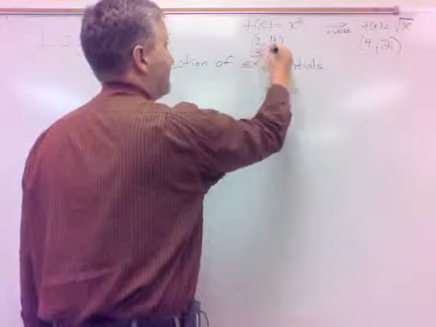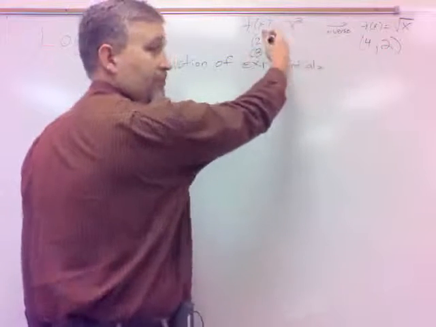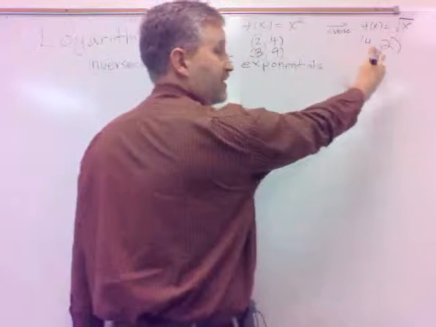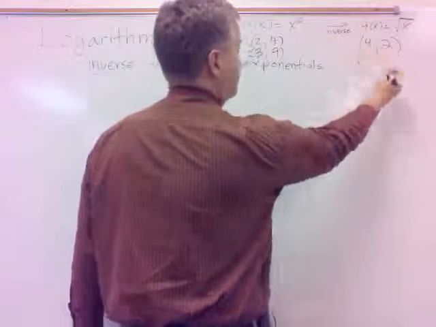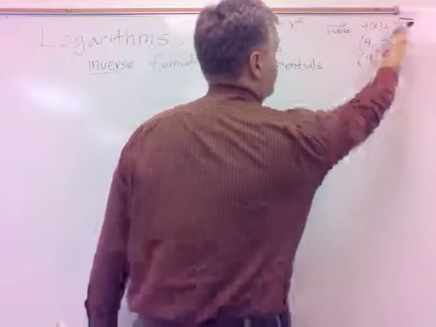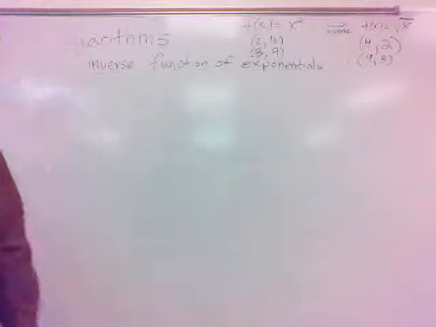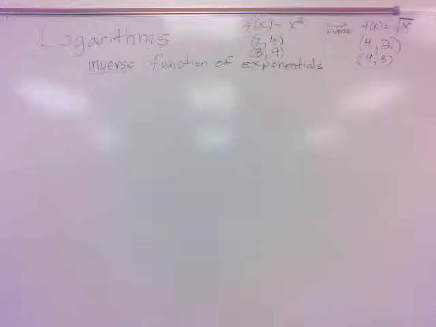If I went with 3, 9, that would be a pair over here. What's the pair over here? It'd be 9, 3, wouldn't it? Plug in 9 to get 3. So that's the inverse function. That's what it does. It will undo what your original function did. Well, that's how the logarithm and the exponential are related. They're inverse functions of one another. The logarithm is the inverse function of the exponential.